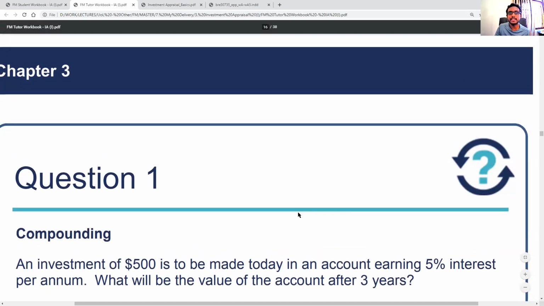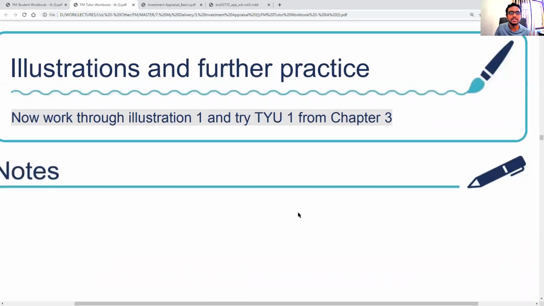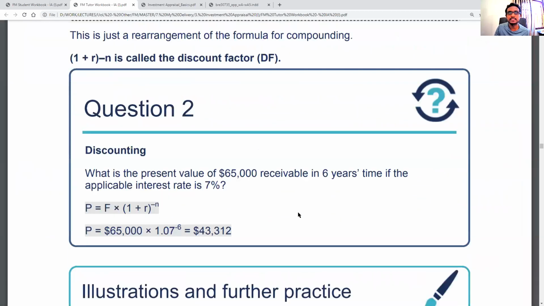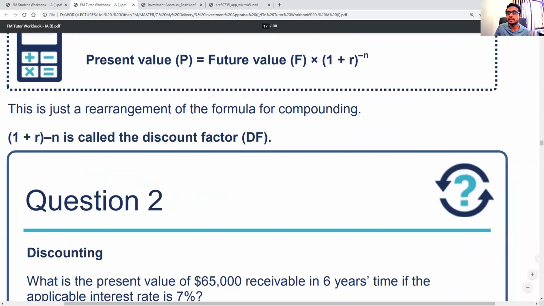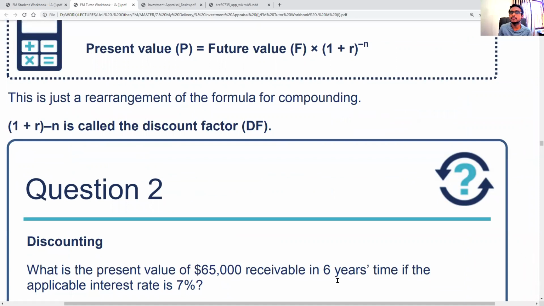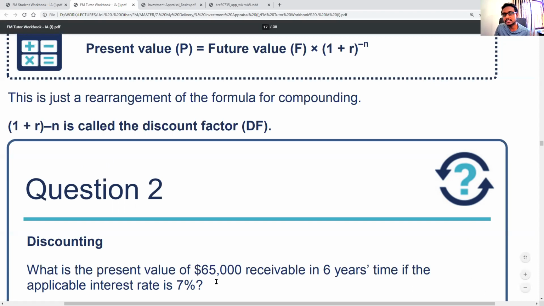Okay, so first we can start with a compounding equation. Actually, I'd rather go to discounting. So discounting is the present value calculation. Here you go. What is the present value of 65,000 receivable in 6 years' time if the applicable interest rate is 7%? Those of you who've done it, can you give me the answer? Is it 43,312.2?